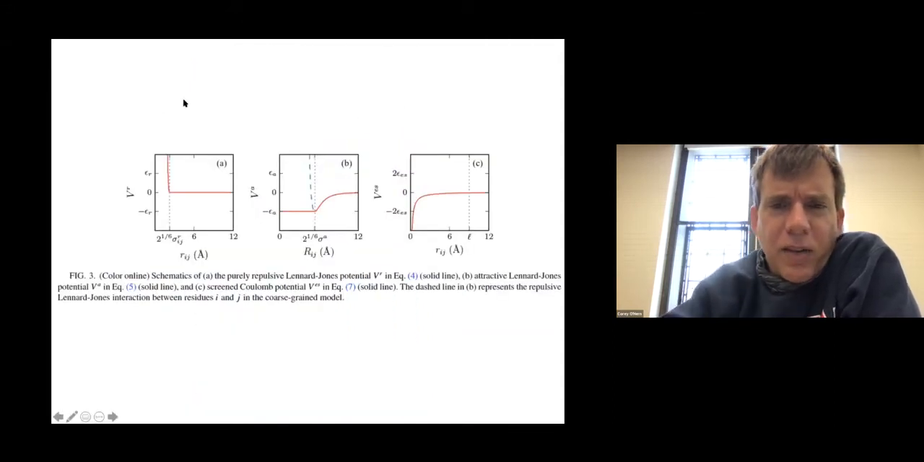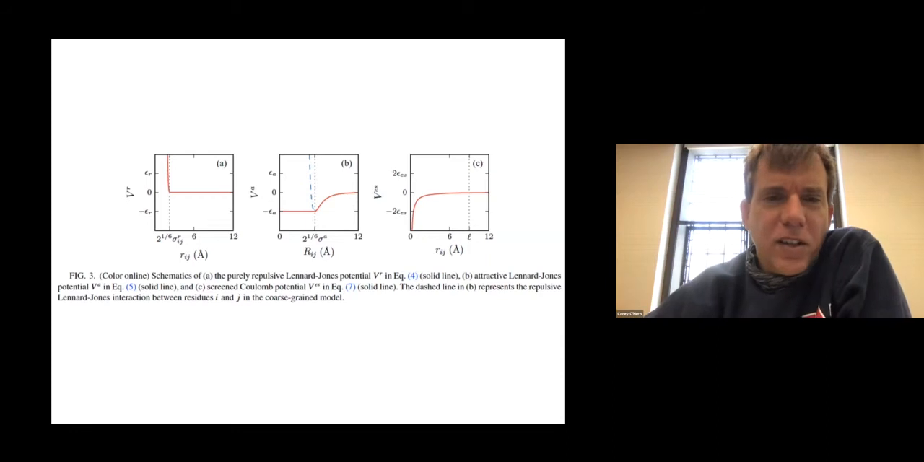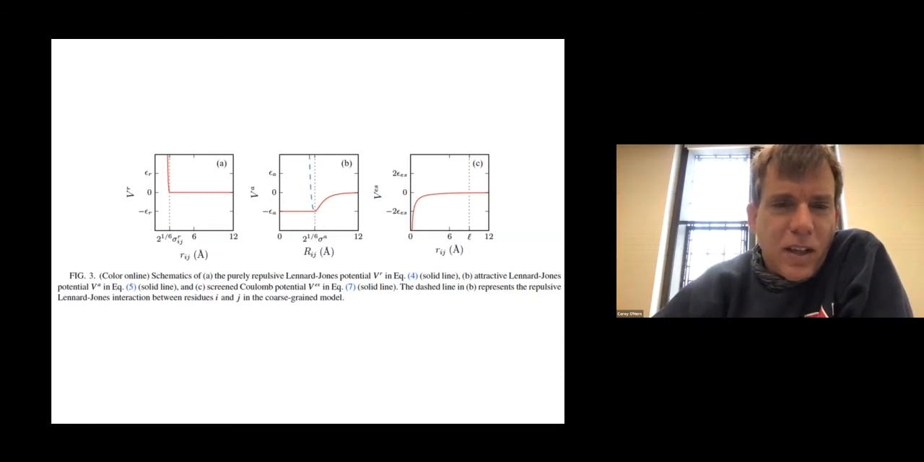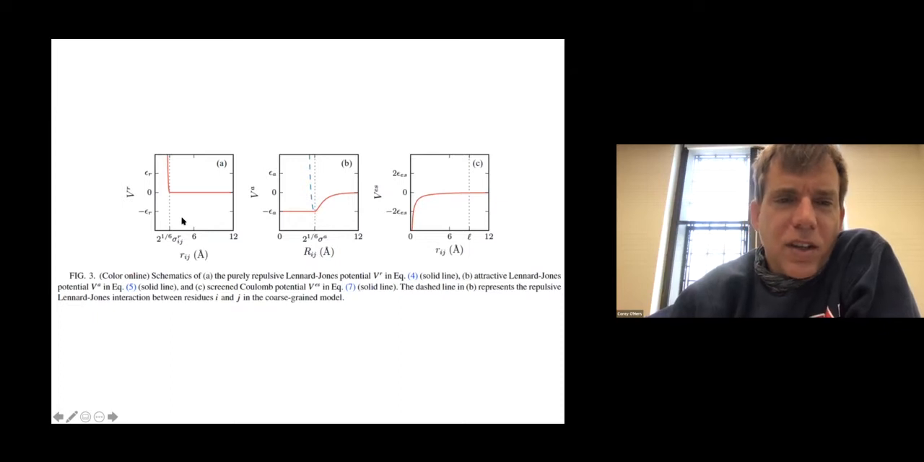So here's a plot of the interactions that we're using, the repulsive, the attractive, and the charged interaction. On the left, panel A, is the repulsive potential. What this does is it's flat if non-bonded atoms are not overlapping. And then if they overlap just a little bit, there's a huge repulsive force that kicks in.